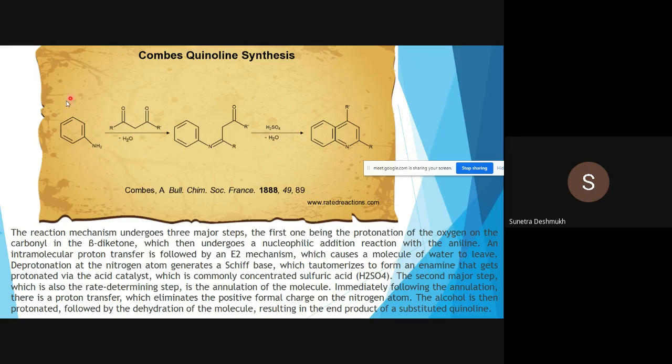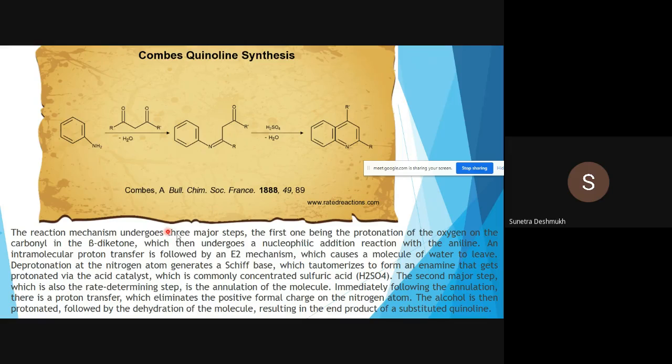So we are going to react this aniline with this 1,3-diketone compound to generate the remaining 3 carbon atoms. In this way, on the next step, on treatment with H2SO4, we can achieve this quinoline synthesis. Okay, Combes synthesis, invented in 1888.